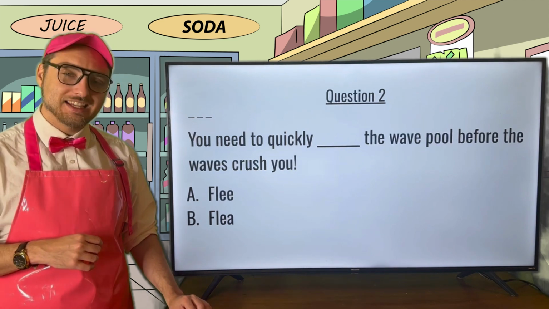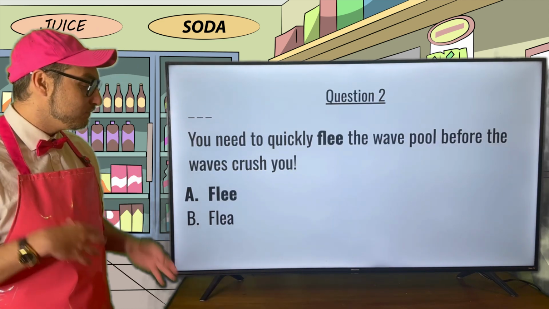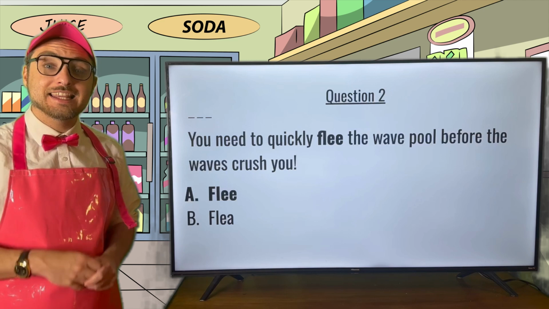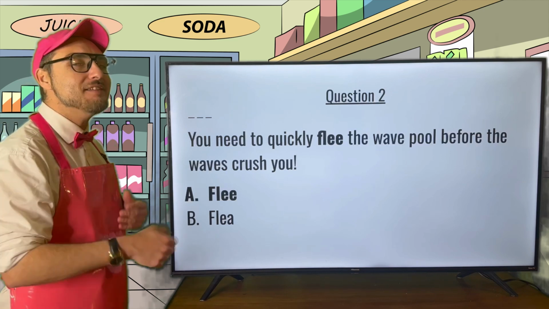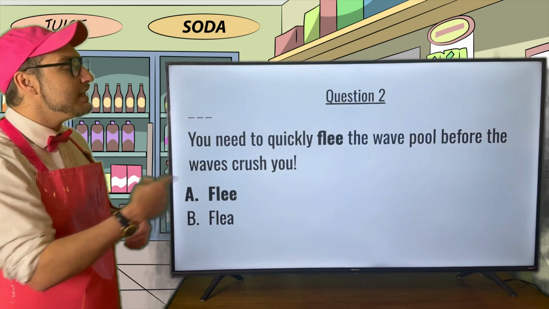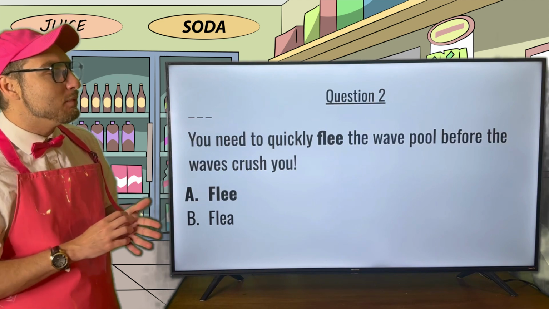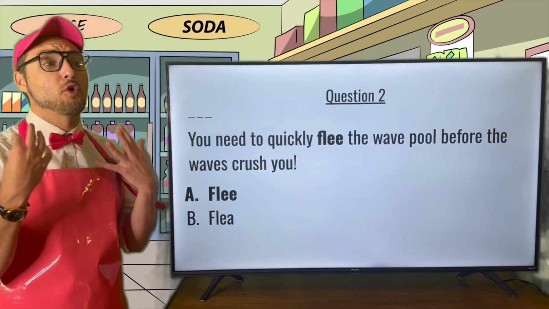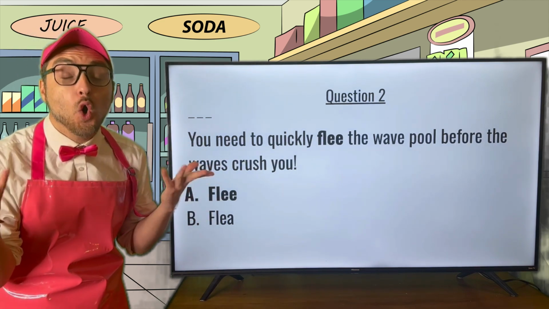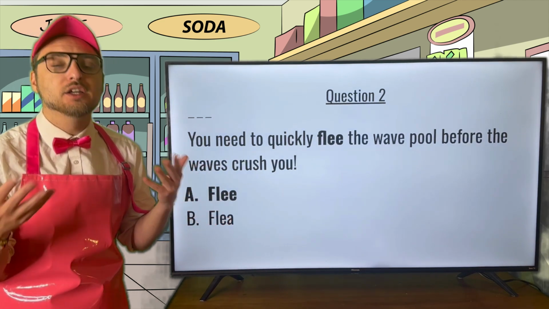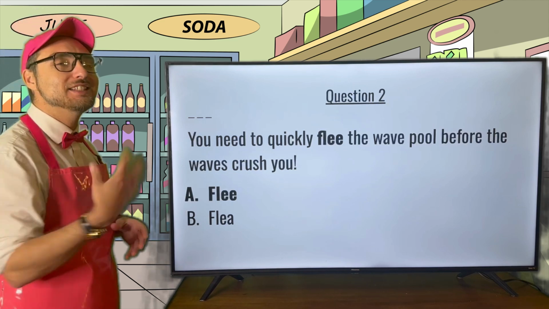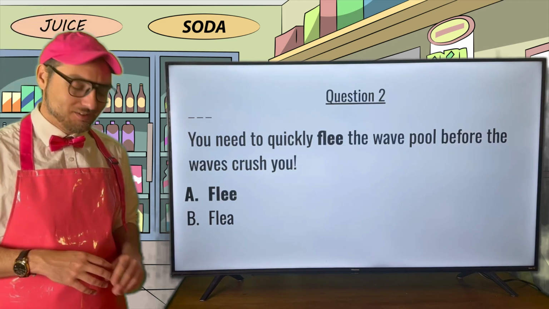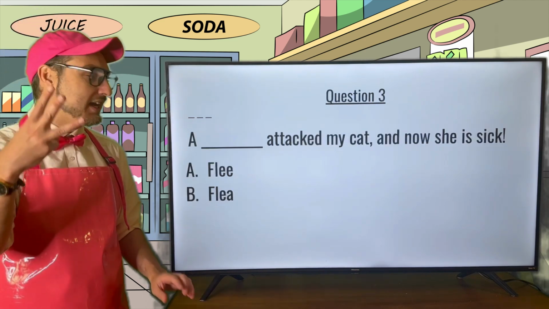Answer, Grammar Goodies. The answer is flee. Once again, the answer is flee, F-L-E-E. You need to quickly run away from the wave pool before the waves crush you. Oh, I just want a relaxing lagoon. Let's move on to question 3.